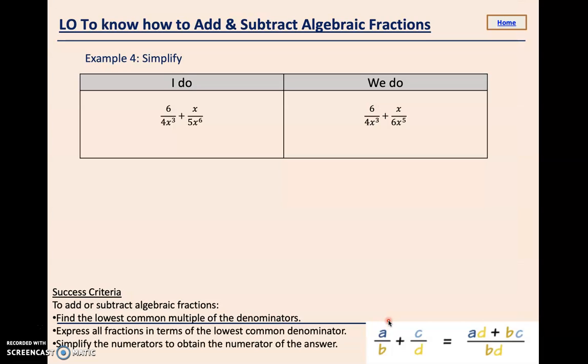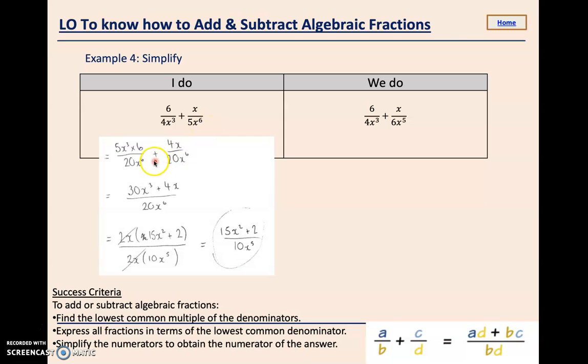Okay, so now we're going to have a look at somewhere we're not just timesing the top and bottom by a constant. Now to get a lowest common shared denominator here, we're going to have to times by x values as well. So with regards to the coefficient, the constant, the lowest common multiple is going to be 20. So I'm going to need to times this top and bottom by 5. And on this side, I'm going to need to times top and bottom by 4. But also, I'm going to need my x's to be to the same power.